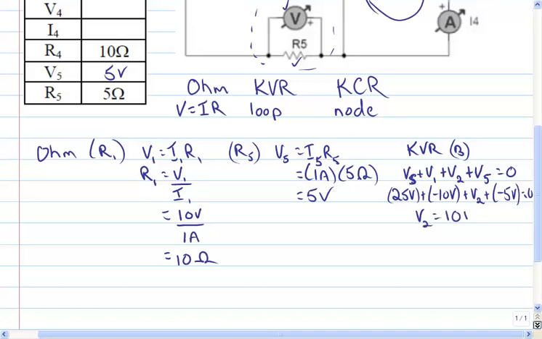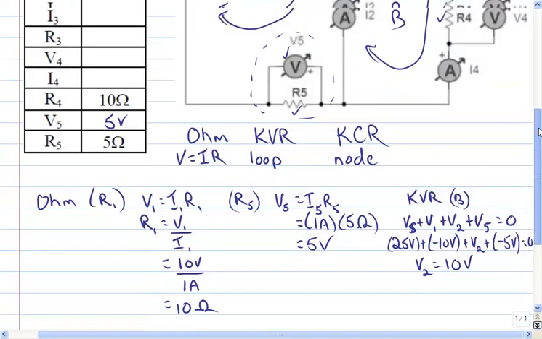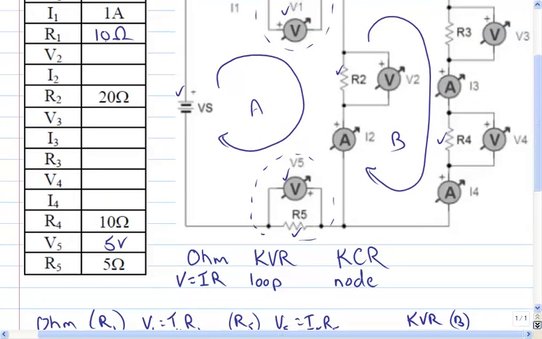So there I've got another number that I can put in here. I've got 10 volts. And then I've got Ohm's law, because now I know V2 and R2, I can find I2. So if I've got 10 volts divided by 20 ohms, this one's going to be 0.5 amps. So I've got 10 divided by 20. So that's 0.5. So there I've got this information here.